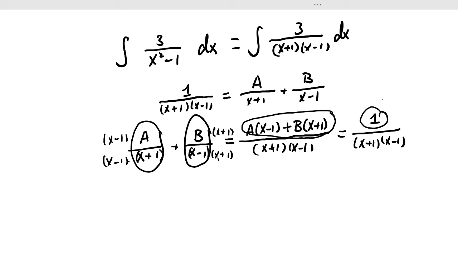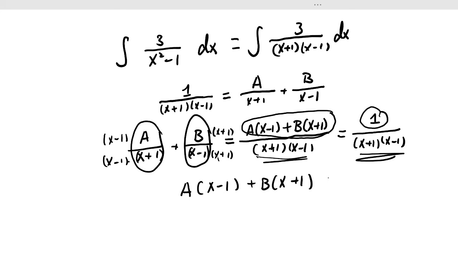Alright, so it's very clear. We have the same denominator, so the top has to be the same in order to give the same fractions. So A times x minus 1 plus B times x plus 1 should be equal to 1. But I have one equation and three variables: A, B, and x. Right? It's going to be very hard to solve.